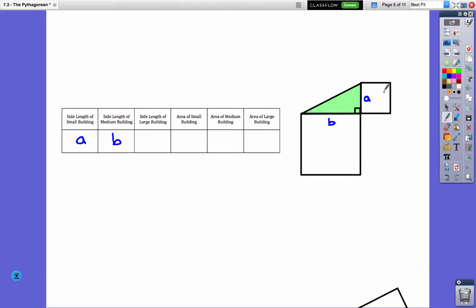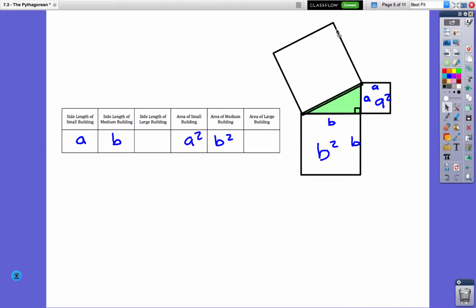So, now let's find the area of the small building. Now, even though we don't know what A is, we know it's an A by A building, and A times A, length times width, is A squared. So the area of the small building is A squared. Same thing for the medium building. Since it is a square, this is B, the area of the building is B squared. Alright, which gets us to our two key ideas.